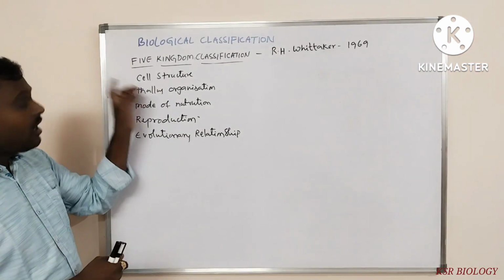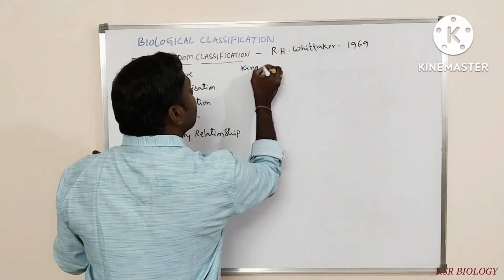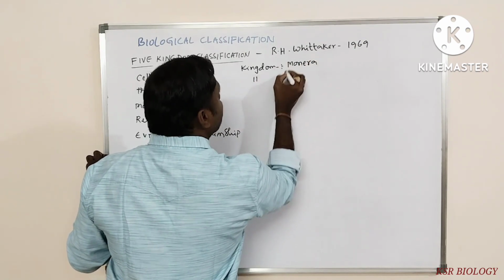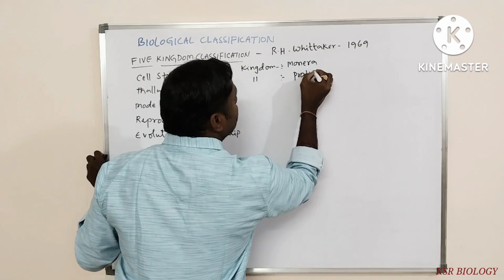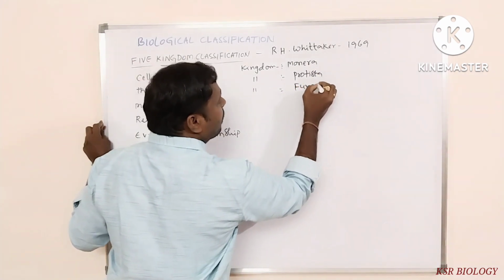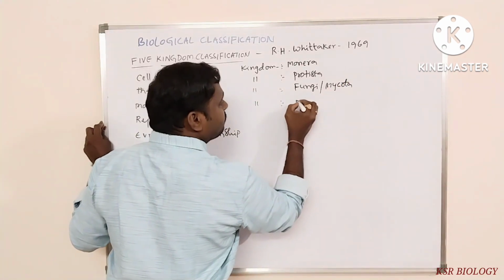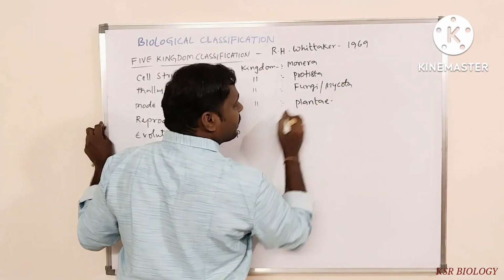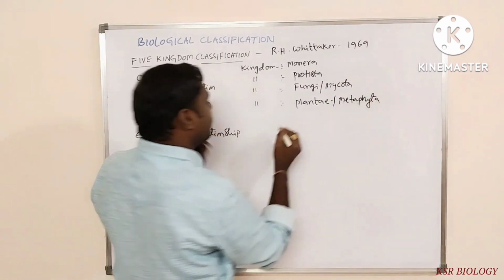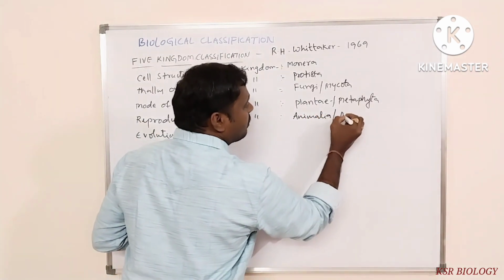So what are the five kingdoms? According to him, the five kingdoms are kingdom Monera, kingdom Protista, kingdom Fungi, or it is also called Mycota, kingdom Plantae, or Metaphyta, and kingdom Animalia, also called Metazoa.